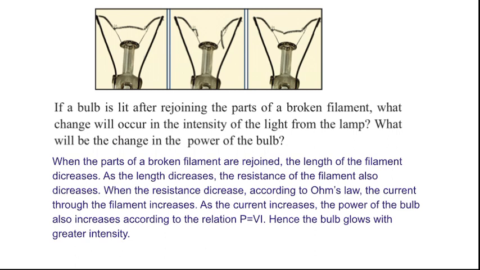As the length decreases, the resistance of the filament also decreases. But according to Ohm's law, when resistance decreases, current through the bulb would increase. And when current increases, power would also increase because power is equal to VI. That means when the broken filament is rejoined, the power of the bulb increases. As a result, the bulb glows with greater intensity.